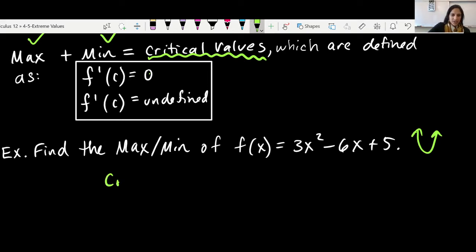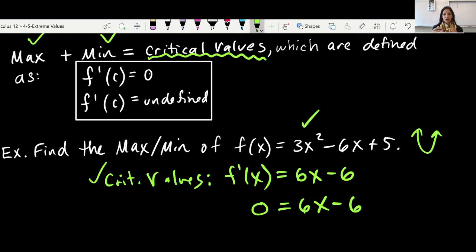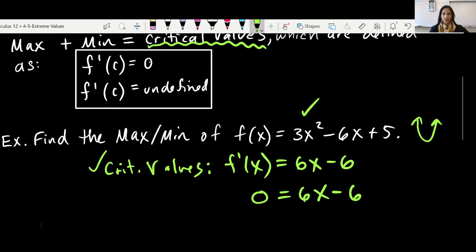So let's look at the critical values by finding the derivative of this. So f prime of x equals, and when we take the derivative, we know the power rule here would give us 6x. That deals with that part. And then the power rule here would leave us with just minus 6, and the last one was a constant, so we know it's just a 0. So we found the derivative. Now we set it equal to 0. That's our next step. So this is how we figure out what is going on and what we're working with.